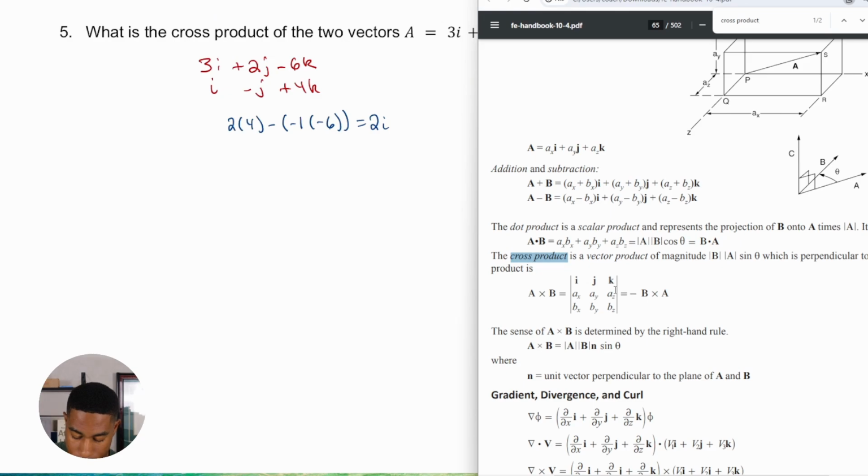Okay. The next piece of this is we need to get our j piece. So for that piece, we're going to be doing 3 times 4, and then minus 1 times a negative 6. Okay. And so you have to remember for your j component, you always multiply it by a negative 1. Something that you just have to remember. So for that component, I end up getting a negative 18.